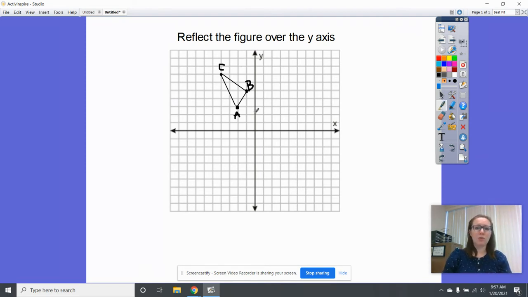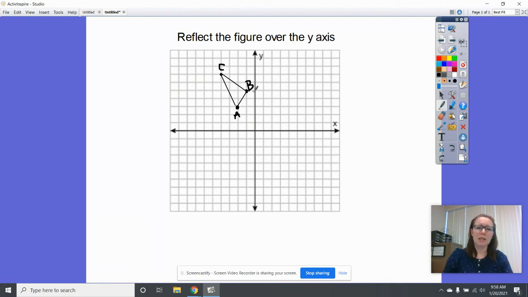So this is the y-axis, which means we're taking this and we're flipping it over this line. Now we have to be careful. Some people might want to just slide it over this line, but that will not get us to the right location, because that would just be a translation. That would just be a slide. In order to reflect it, imagine that we have this shape on a piece of paper and we're folding the paper over and seeing where it lands.